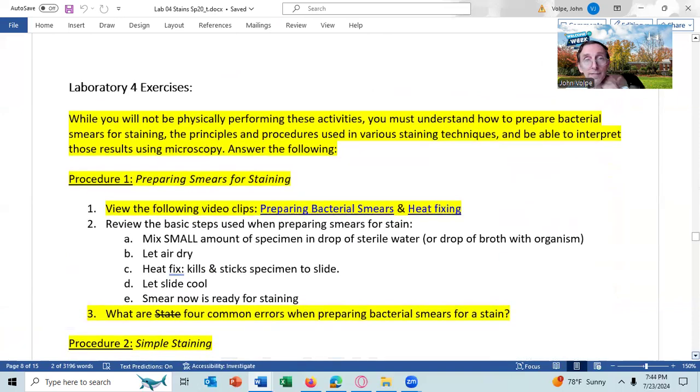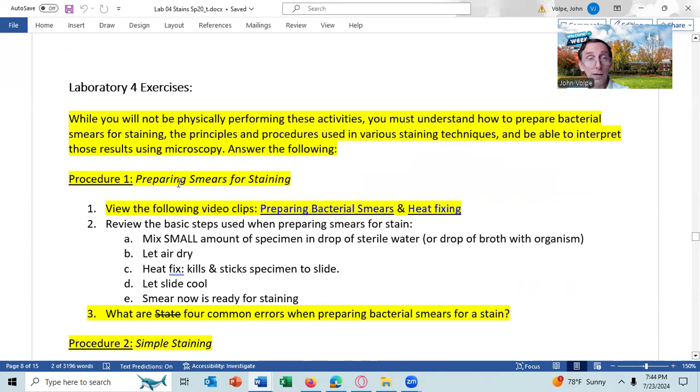While you will not be physically performing these activities, you must understand how to prepare a bacterial smear for staining. Understand the bacterial smear is something you do before you do the staining. You should also understand the principles and procedures used in the various staining techniques and be able to interpret those results from a photograph using the microscope. So answer the following questions.